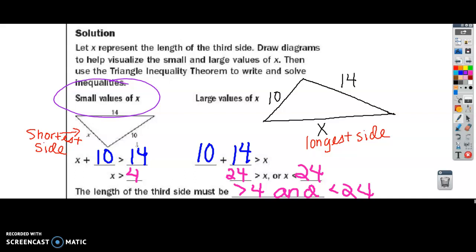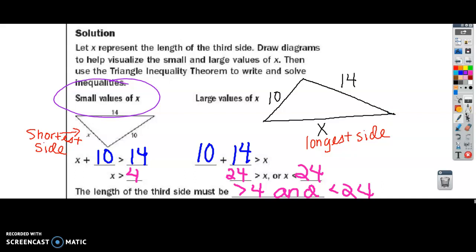Okay, so now, what about the other case? What if the side that we're missing is the longest side? That would mean that x, and these are the boundaries, is going to be less than when you add 10 and 14. So 10 plus 14 is greater than x. Well, that's 24. So x has to be greater than 4, but it also has to be less than 24.